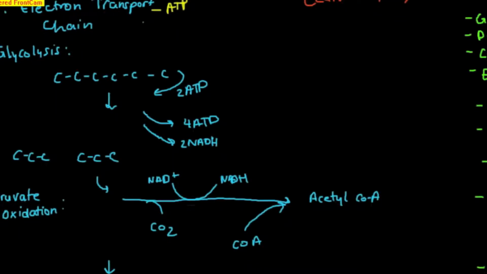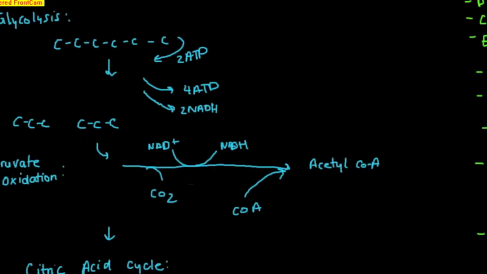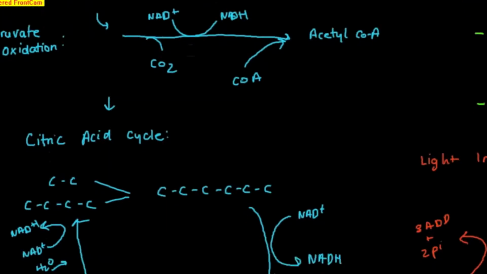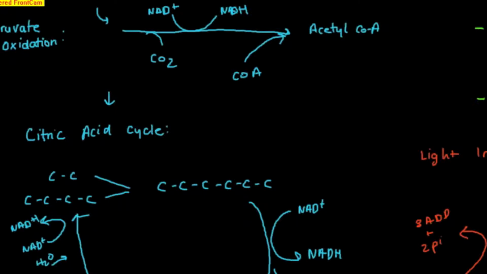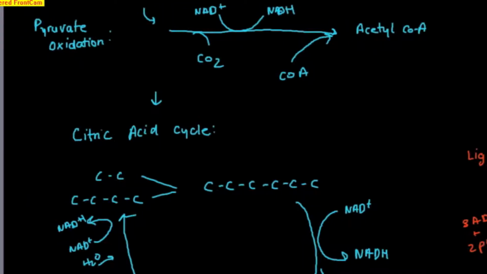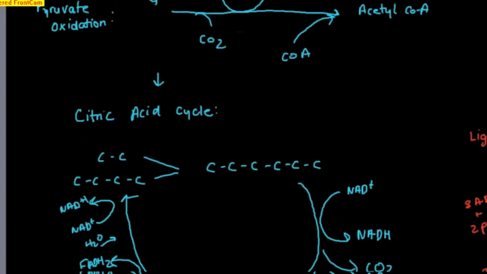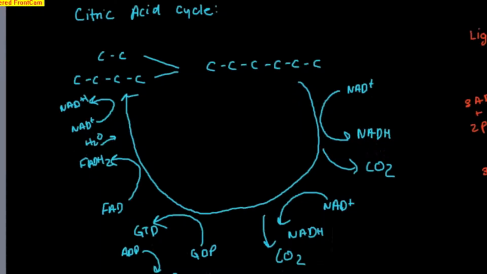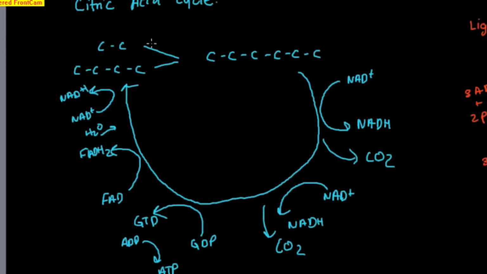So here we have pyruvate oxidation. Pyruvate oxidation is using this pyruvate molecule, and our final product here is an acetyl-CoA. Citric acid cycle we can focus on a little bit just because this can be easily compared to in our photosynthesis reaction. So here we have the citric acid cycle.